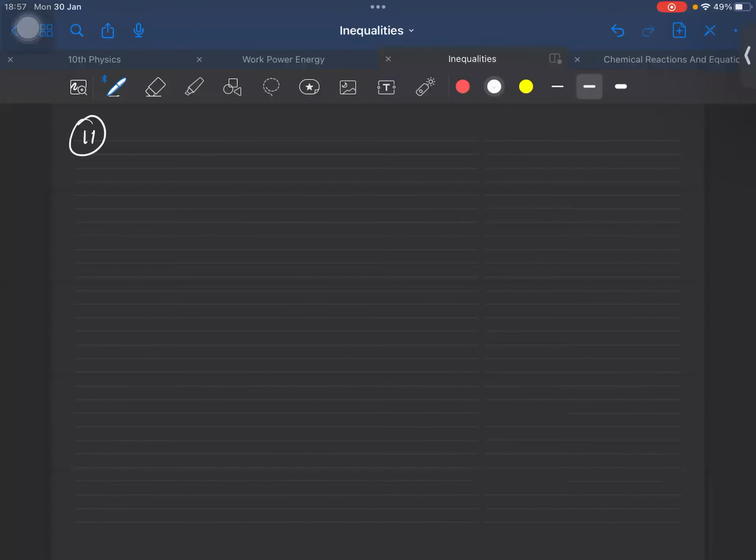A solution is to be kept between 68 and 77 degrees Fahrenheit. And we know degree Fahrenheit is equal to 9 by 5 times degree Celsius plus 32. So just solve it and find the range in degree Celsius.